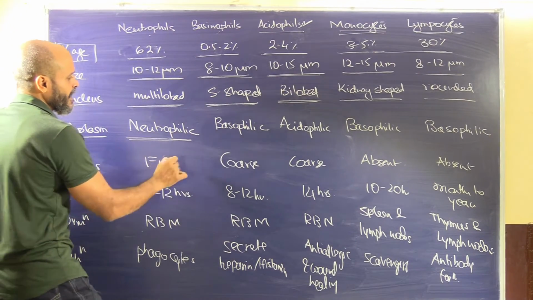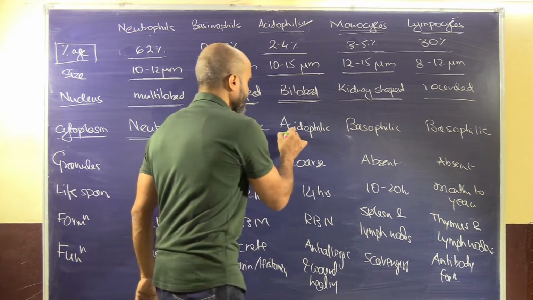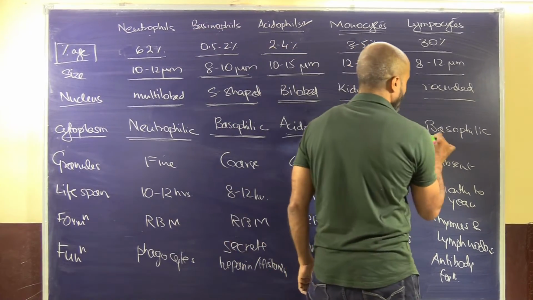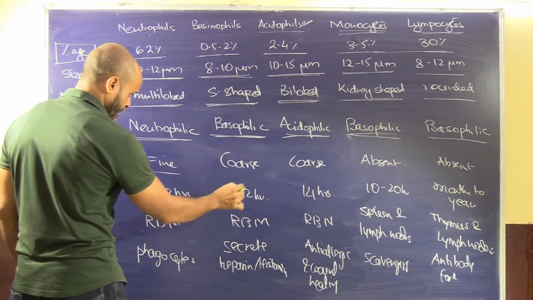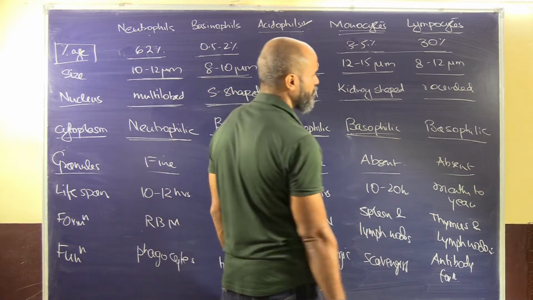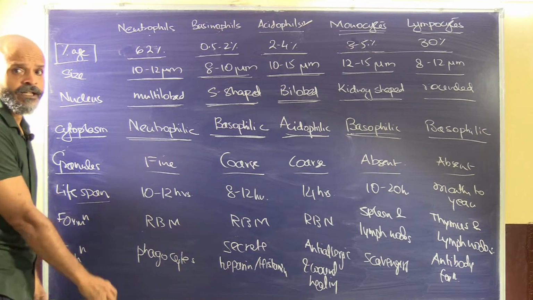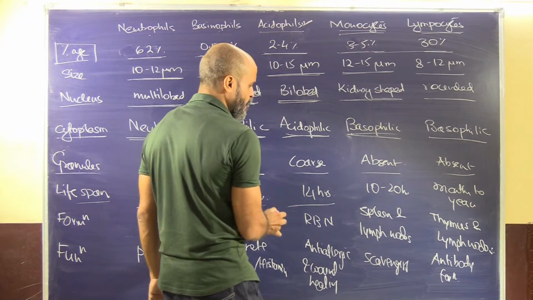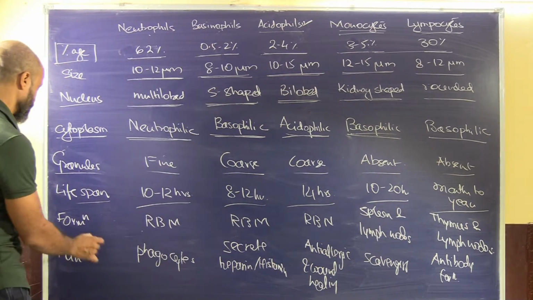Cytoplasm: they are neutrophilic, they are basophilic, which means that they get stained with a basic dye. They are acidophilic, they get stained with an acidic dye. Granules: very fine granules, coarse granules. Here they are both absent, because they are agranular leukocytes. Lifespan: there is 10 to 12 hours, this is 8 to 12 hours, this is 14 hours, this is 10 to 20 hours, and this is anywhere between months to years.